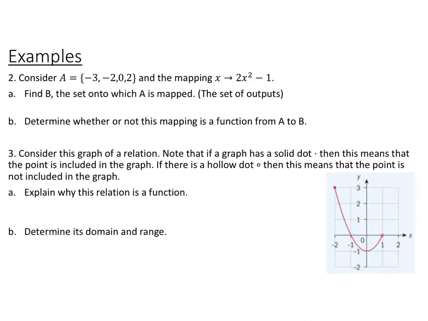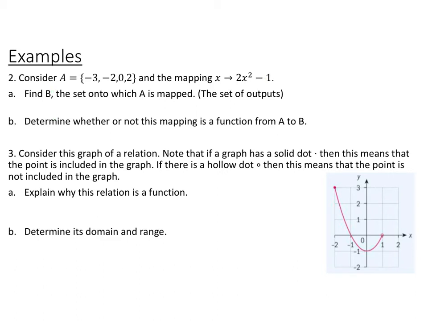So here's another example. Consider the set A, which is negative 3, negative 2, 0, and 2, and the mapping x goes to 2x squared minus 1. So this is a different way to write relationship notation. This is saying when you plug in an x, the y, or the output, is 2 times whatever the x is squared, minus 1.